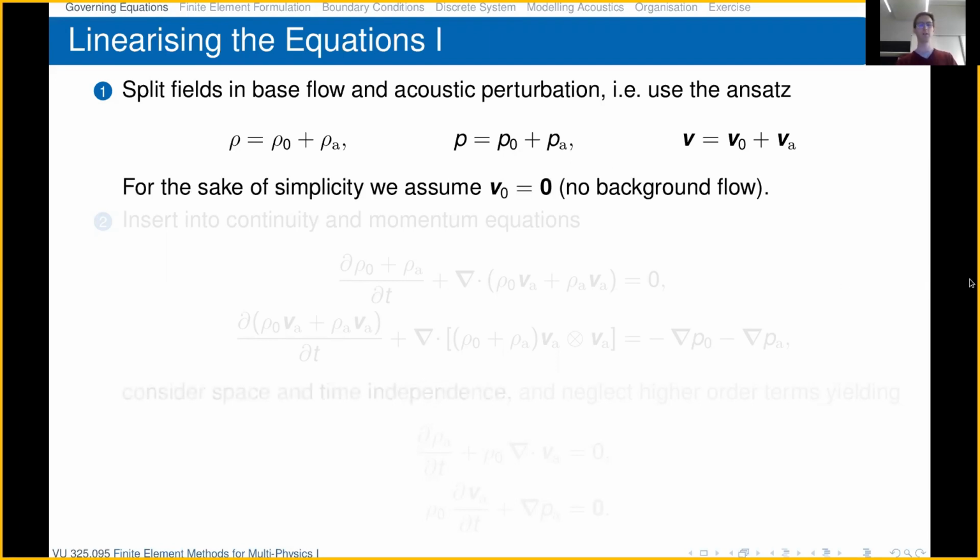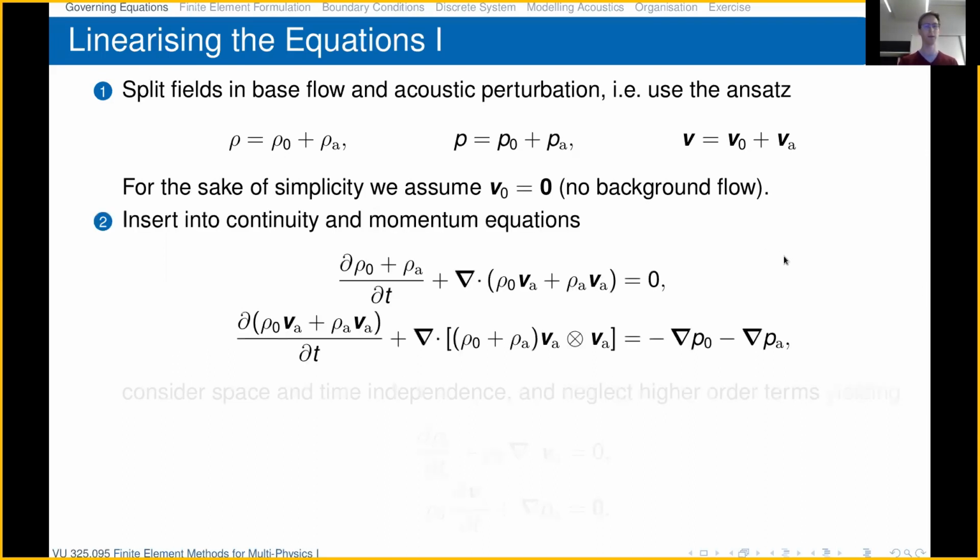To simplify the matter a little bit more, we also assume zero base flow, so zero base flow velocity. So this means we have no background flow. Note this is only done for the sake of simplicity. You could also do the same with considering a base flow in the background. And then we insert our ansatz in the continuity and momentum equations, giving us these two equations. And now we can simplify them a little bit.